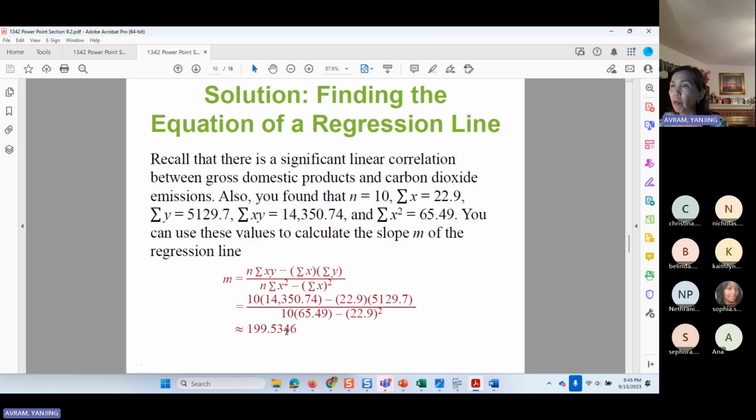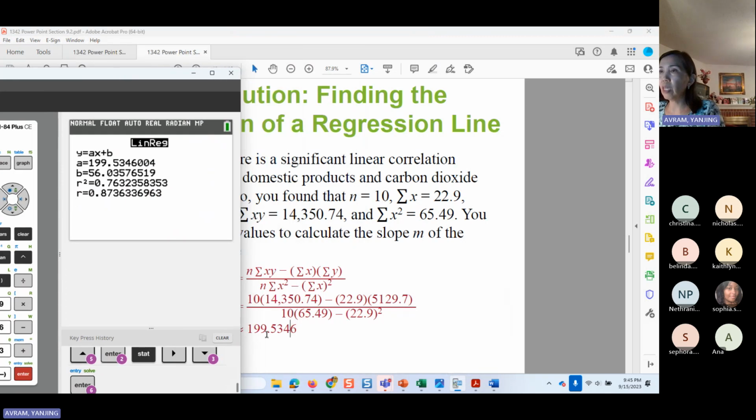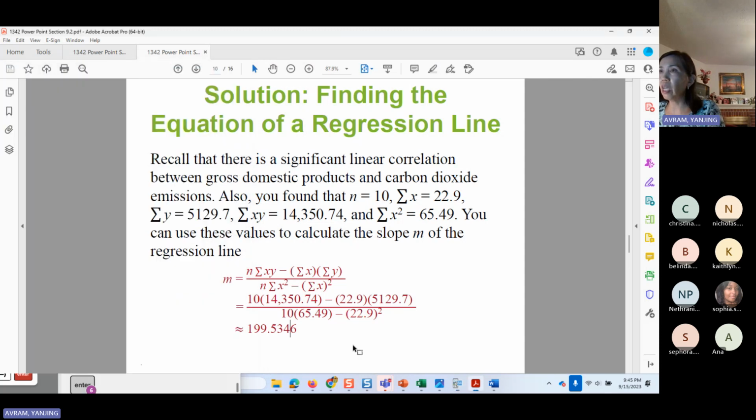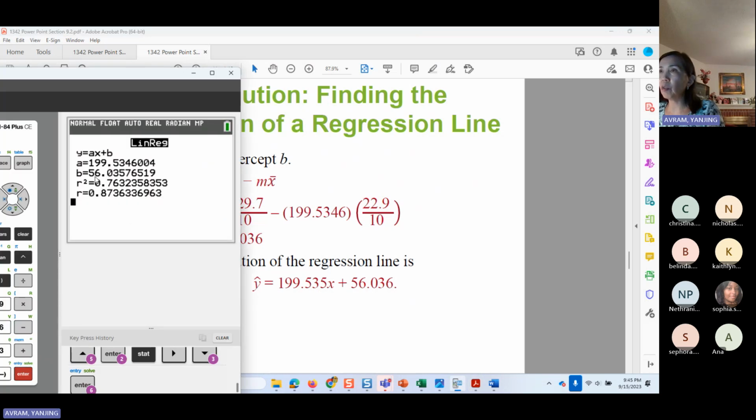This is 199.5346. Using the calculator, I already have this one right here. Look at it. Do we get the same answer? 199.5346. We have this one in here. Okay. And then we have this B in here with all this big formula. But I already have B here, it is 56.036. All right.